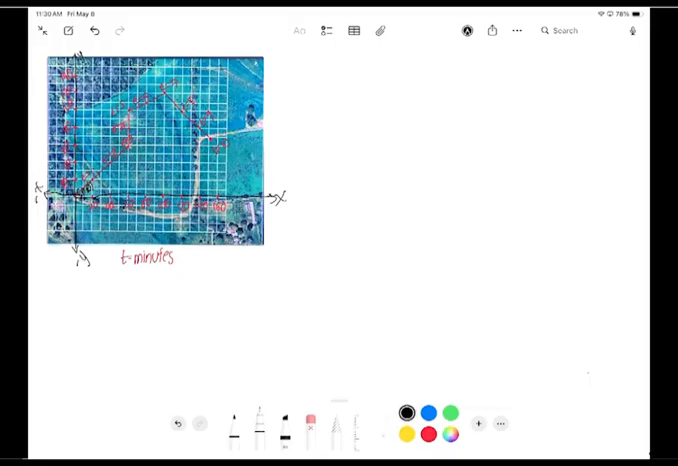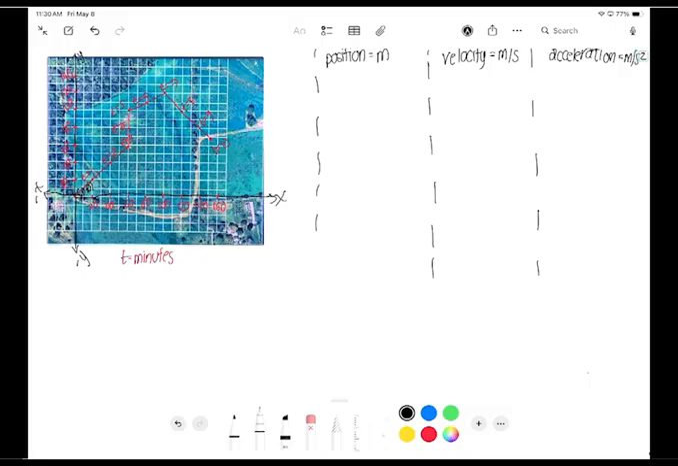So we know the following. We know position is measured in meters. We know velocity is equal to meters per second. And we know that acceleration is equal to meters per second squared. And we also have our time.